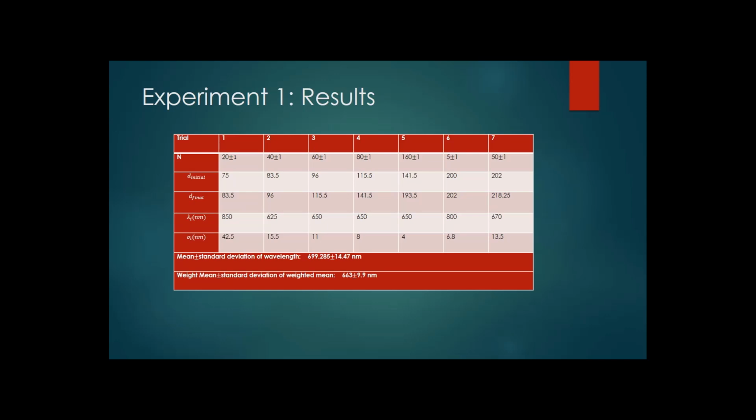The results for 7 different trials are pictured here. Because a different number of fringes was measured for each trial, we need to get a weighted mean. We would expect that more fringe counts would give a more accurate measurement. Measurements for 20 fringes, for example, gave a wavelength of 850 nanometers, which is very far off the mark. Indeed, the non-weighted mean was calculated to be 699.285 nanometers. This is quite far from the actual value of 633 nanometers.